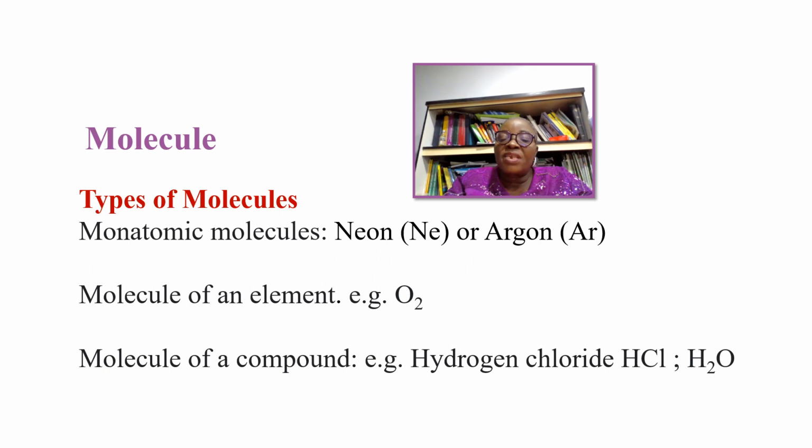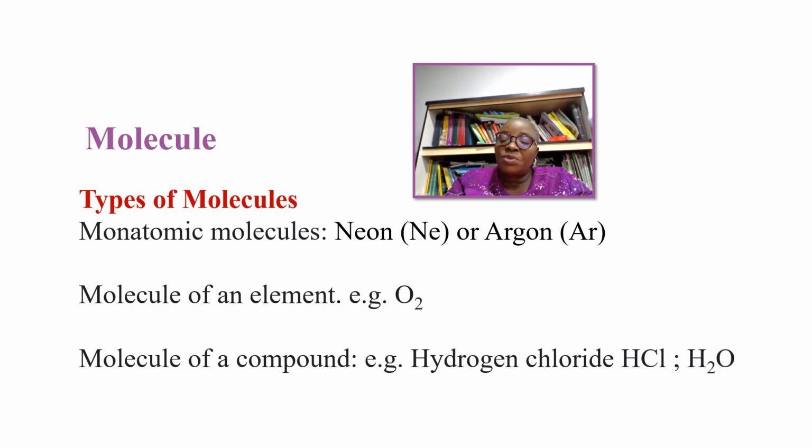We have the molecule of an element. The molecule of an element is made of the same type of atoms, that is, atoms of the same element. Well, we have like oxygen. An oxygen molecule has two atoms of oxygen to form a molecule. So that's an example of a molecule of an element, and we call it O2.